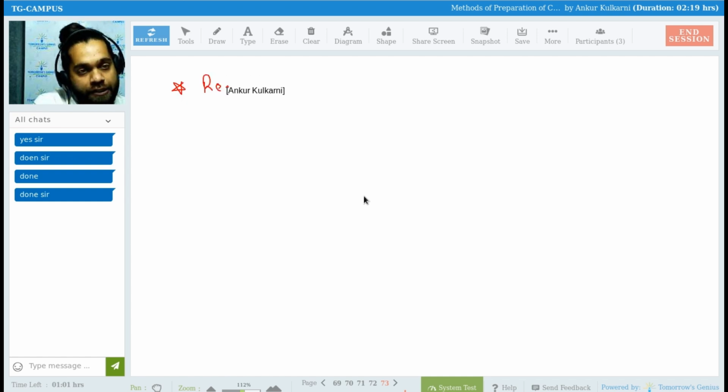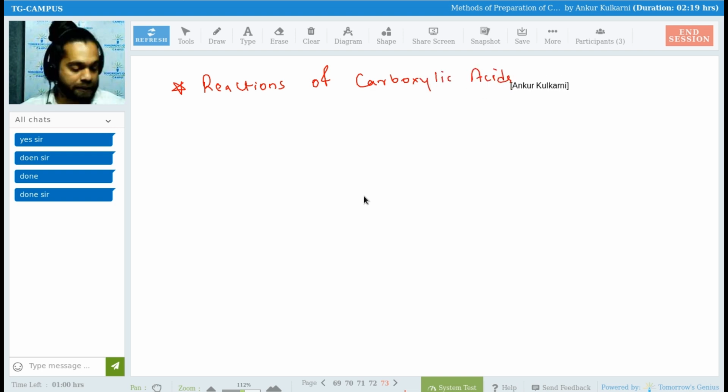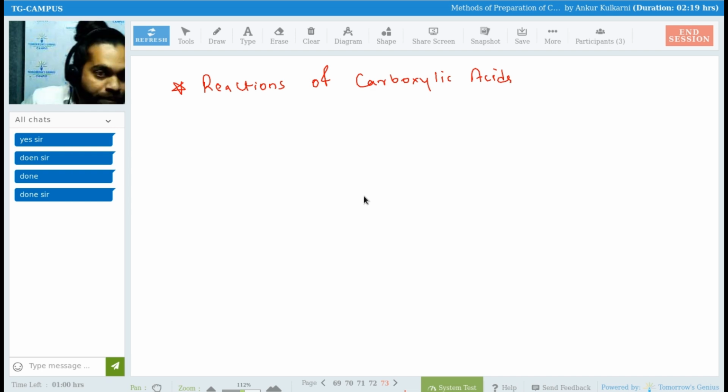Let us go to the reactions. Reactions of carboxylic acids. Now first, which is a very common reaction, Sasidharan, that is you form an anhydride. What is anhydride? Just now we discussed. Formation of anhydride.